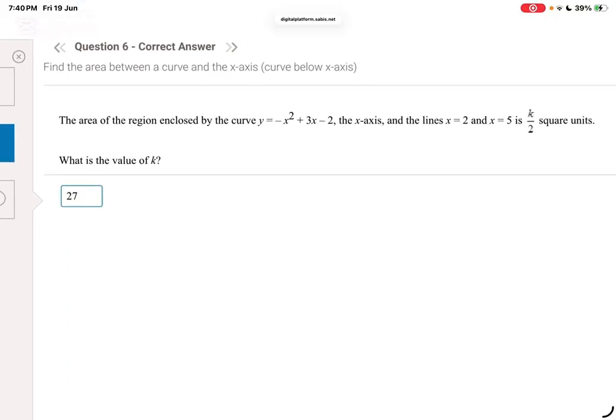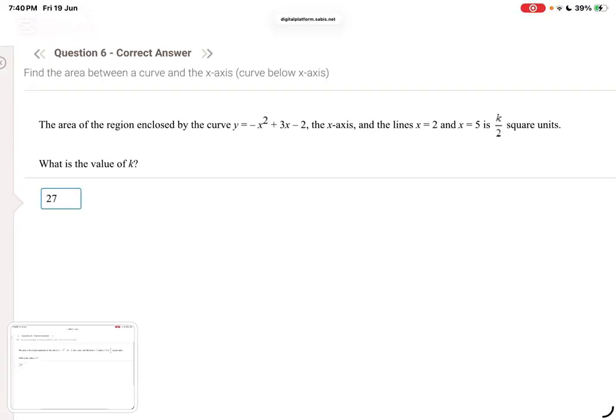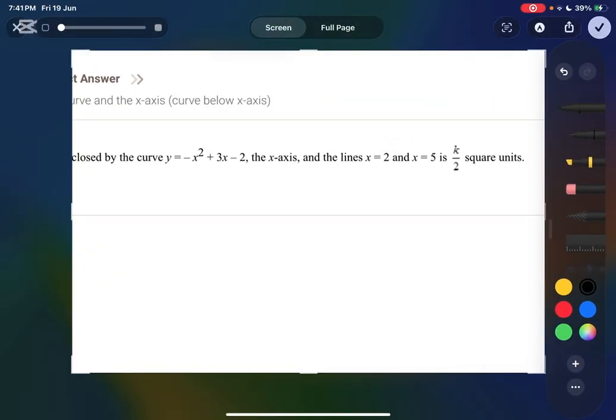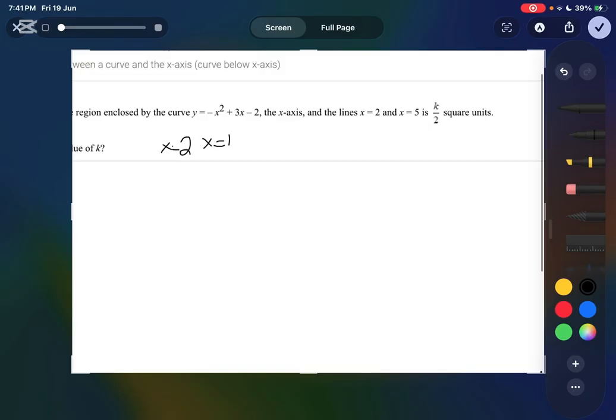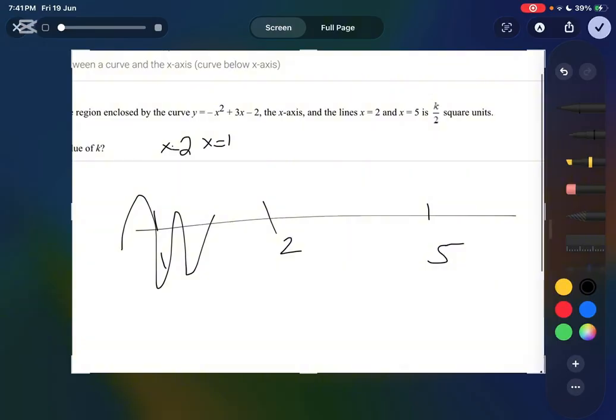Question number 6. Okay, let's see here. So we have 2 and 5. First, we check if there are any extra values we need to know: minus 1, 3, and minus 2. So we have x equals 2, and x equals 1. We already have 2 and we have 5, and now we found 1. We don't take 1 because 1 is not between them.